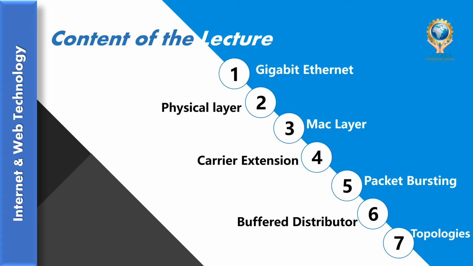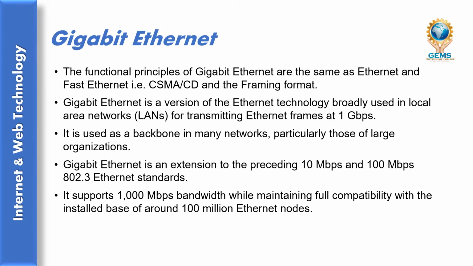In this lecture, we are going to cover Gigabit Ethernet and the physical layer of Gigabit Ethernet, the MAC layer of Gigabit Ethernet and carrier extension, packet bursting and buffer distributor, and topologies. First we will see what Gigabit Ethernet is. Gigabit Ethernet is also the same as Ethernet and Fast Ethernet.